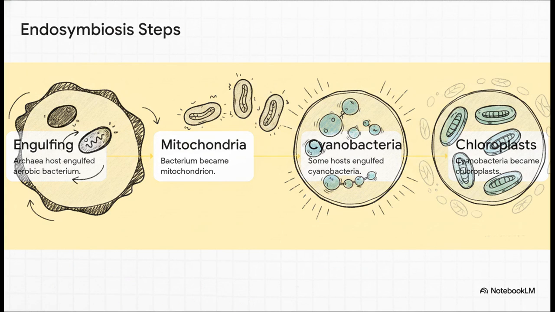Step 1. A larger host cell belonging to the archaea lineage engulfs an aerobic, oxygen-breathing bacterium. Step 2. Over time, that engulfed bacterium evolves into the mitochondrion, acting as a dedicated power plant for the host. Step 3. In certain lineages, which, by the way, would eventually become plants, the host cell goes on to engulf a photosynthetic cyanobacterium. And step 4, those cyanobacteria evolve into chloroplasts. I mean, they literally swallowed their way to complexity.